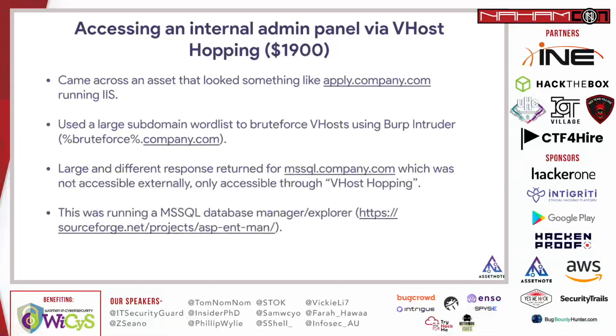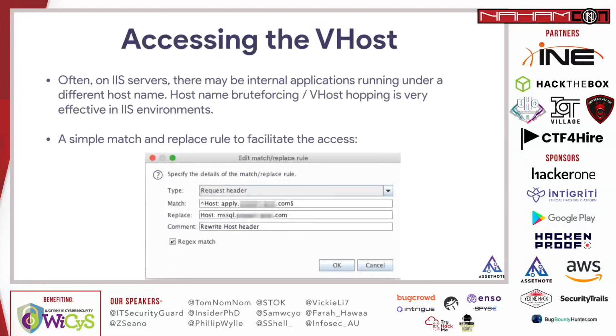And at the end of the day, when I looked at this particular vhost accessed through this IP address, I found out that it was running an MSSQL database manager / explorer, a link to the SourceForge project which contains that explorer. And often on IIS servers, there may be internal applications running under a different host name. For example, in this case, it was MSSQL. There could be other applications running as well, but I may not have brute forced the subdomain.